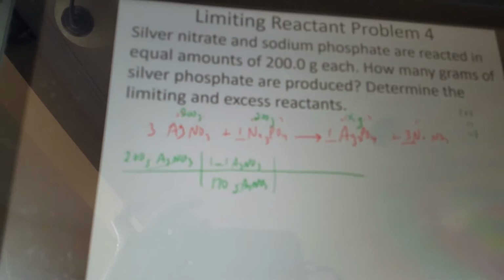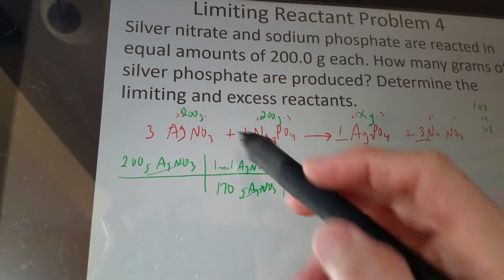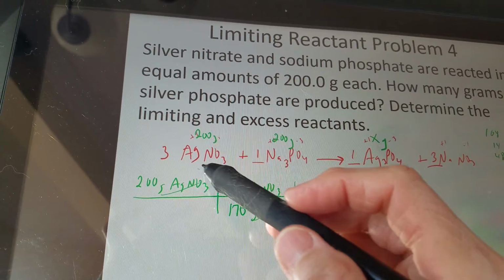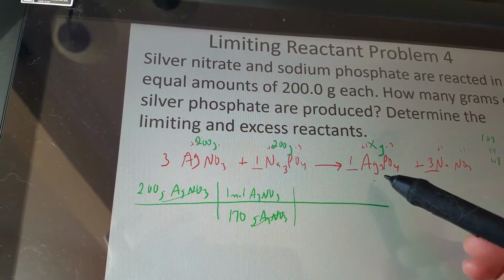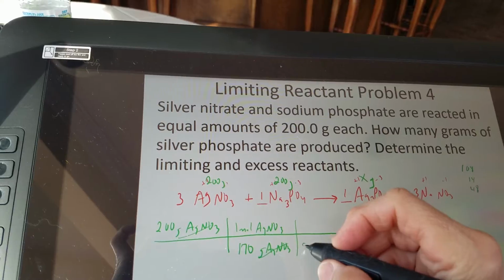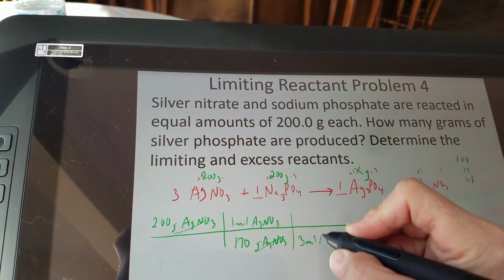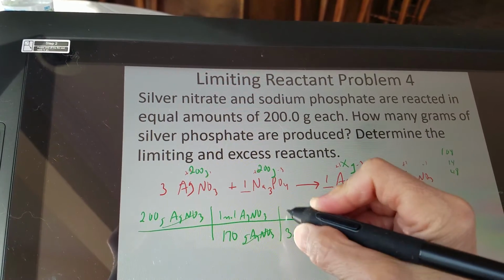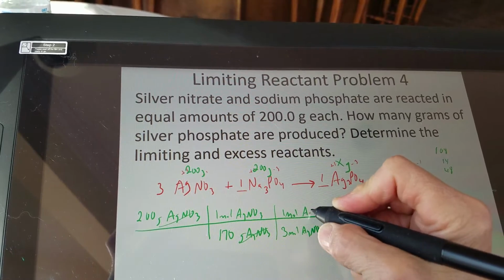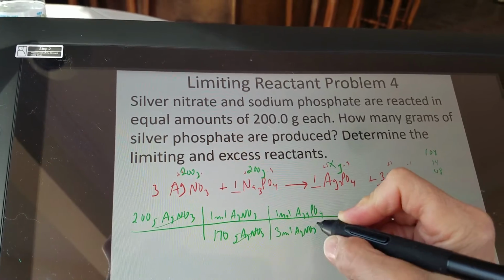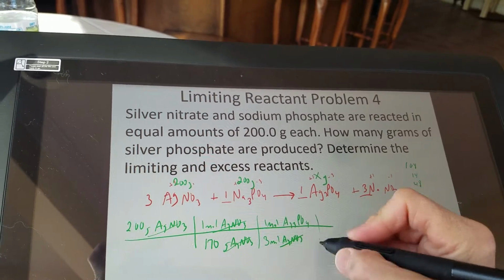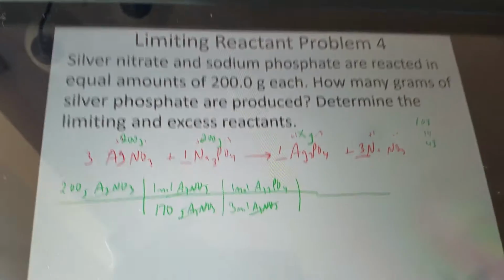The next thing I want to do is my mole ratio. So I have 3 moles of sodium nitrate to 1 mole of silver phosphate. So I'll put my 3 moles down here so that can cancel. The 1 mole of silver phosphate up here. So that was my mole ratio step.